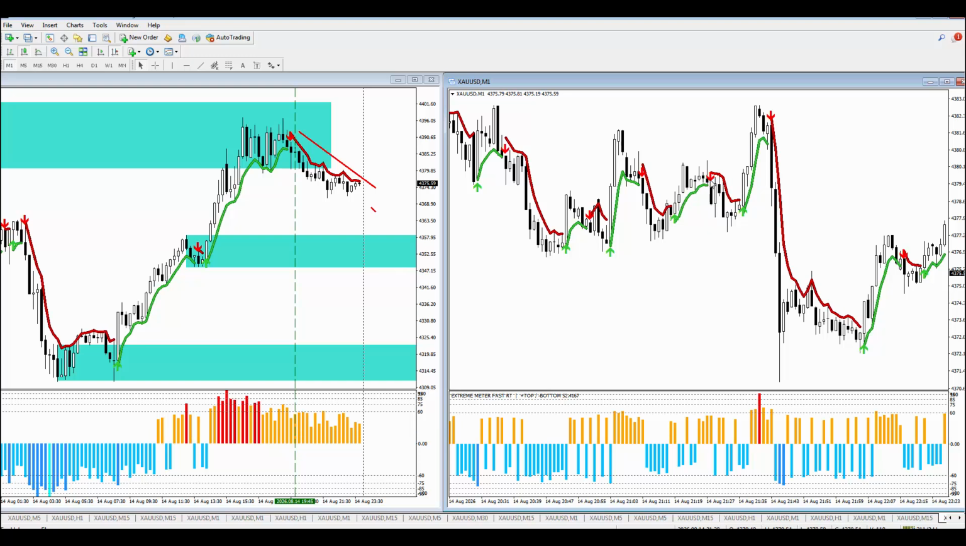Here we've got another one. We get a red arrow, a touch here, opportunities to short. Let's see how many pips you would have made there. That's a very nice 19 pips, 20 pips, something like that.